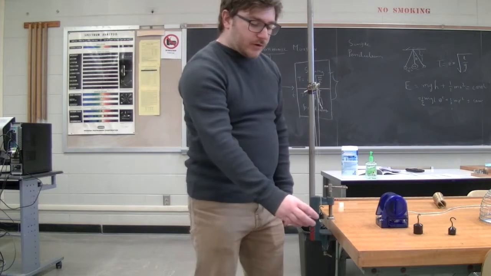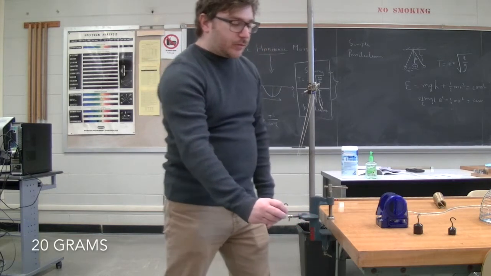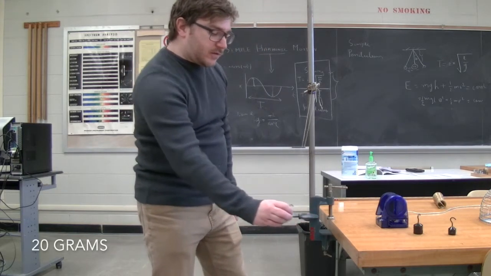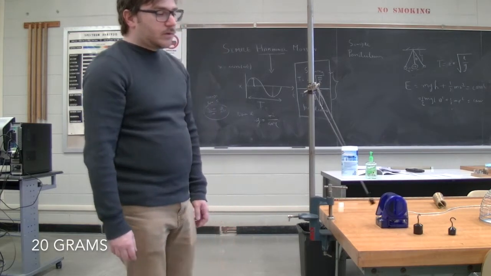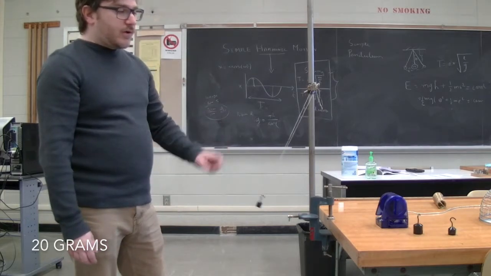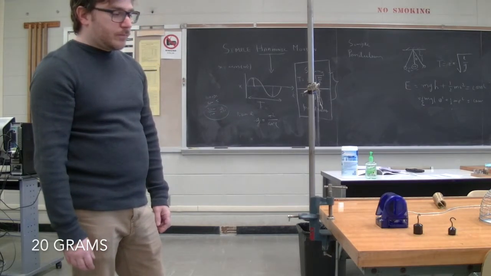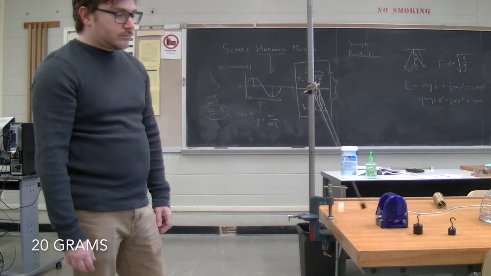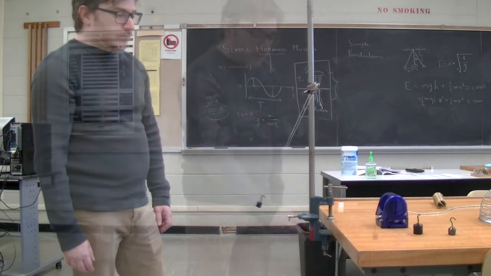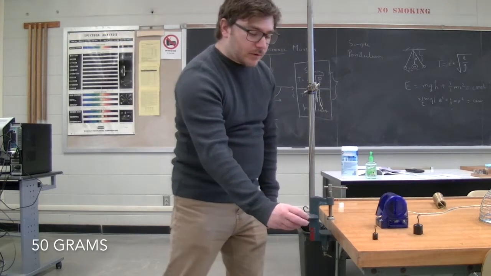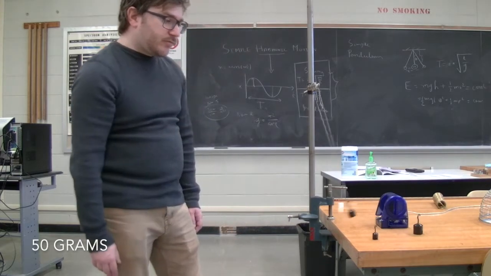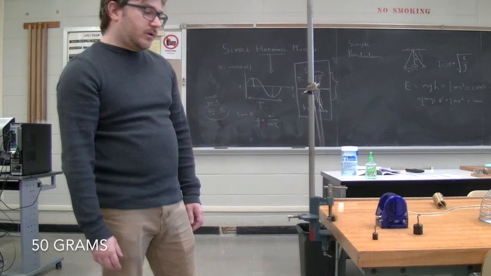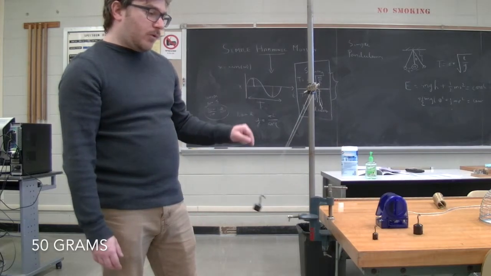Okay, so we have our first pendulum mass of 20 grams. We're going to pull it back about 10 centimeters and let it go before we run the sensor. We run the sensor now to collect our data. Okay, now we have 50 grams on our pendulum, same length. We pull it back, let it run a little bit before we start the sensor. We can start it now.